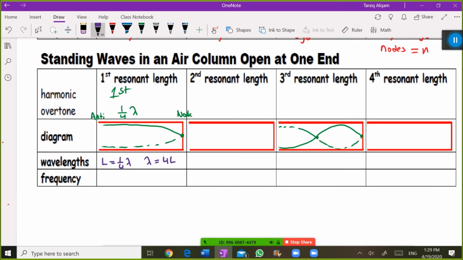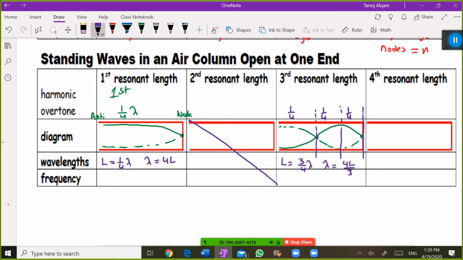We said the second harmonic does not exist. Now we come to the third harmonic. This is a quarter lambda, this is 2 quarters, this is 3 quarters. Guys, it's easy, you have to follow this pattern: from antinode to node, a quarter. So here the length is 3 quarters of lambda, which means lambda equals 4L over 3.